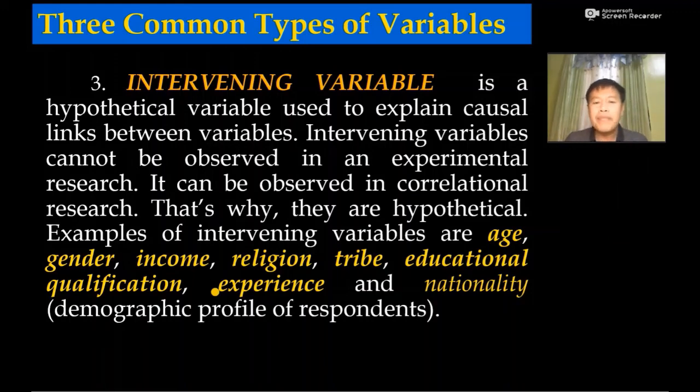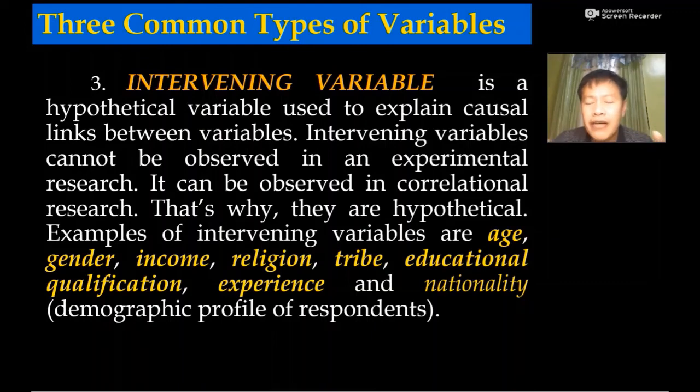It either gives moderation to the independent variable or to the dependent variable. It is the hypothetical variable used to explain causal links between variables. Intervening variable can be linked to independent variable and can also be linked to dependent variable. It gives moderation between the relationship between the dependent and that of the independent variable. It is also known as moderating variable.